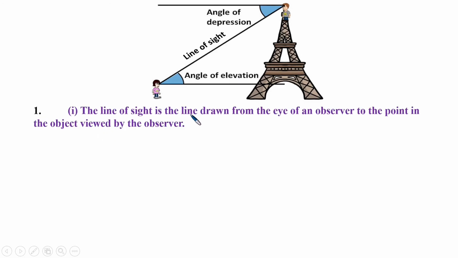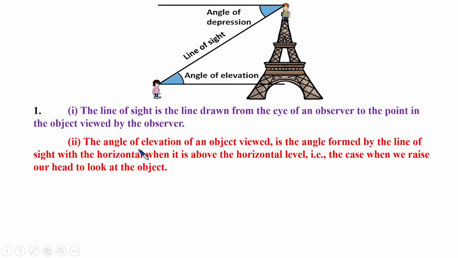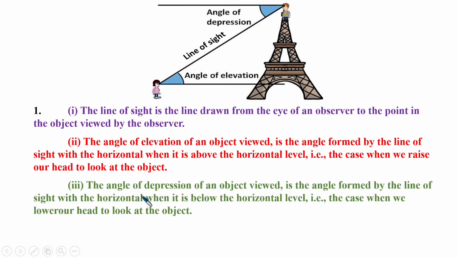First, the line of sight is a line drawn from the eye of an observer to a point on the object viewed by the observer. So this is the line of sight. Second, the angle of elevation is the angle formed by the line of sight with the horizontal when it is above the horizontal level. This is the case when we raise our head to look at the object. So when you look up, that is the angle of elevation. And the angle of depression is when you look down, the angle between the line of sight and the horizontal line.